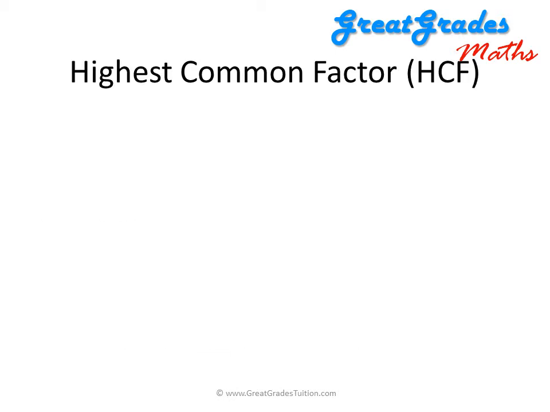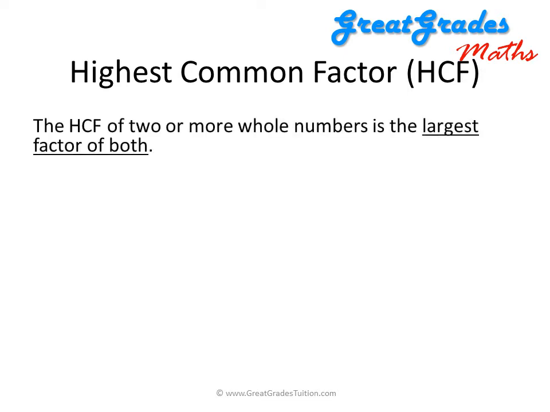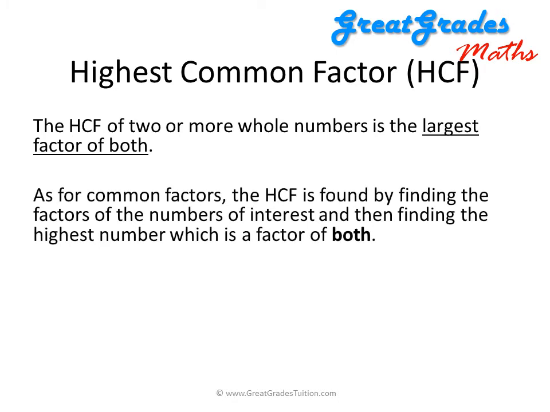Now let's look at the highest common factor, which we'll abbreviate as HCF. Now the highest common factor of two or more whole numbers is the largest factor of both. And as for common factors, the highest common factor is found by finding the factors of the numbers that we're interested in and then finding the highest number which is a factor of both.